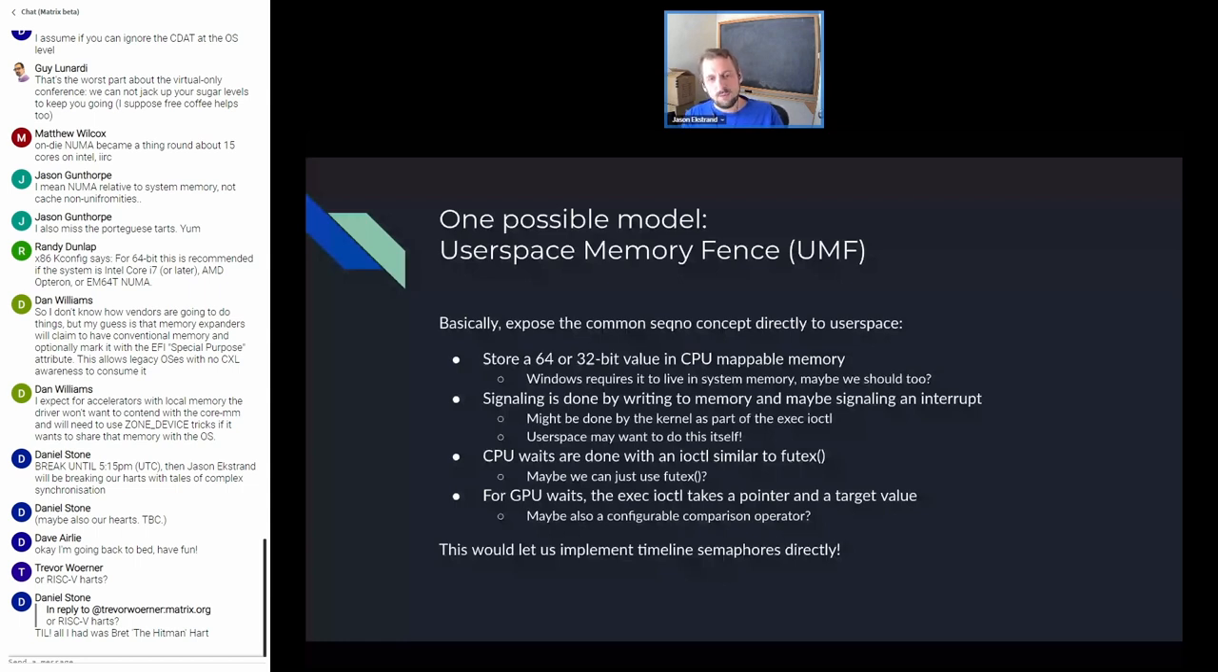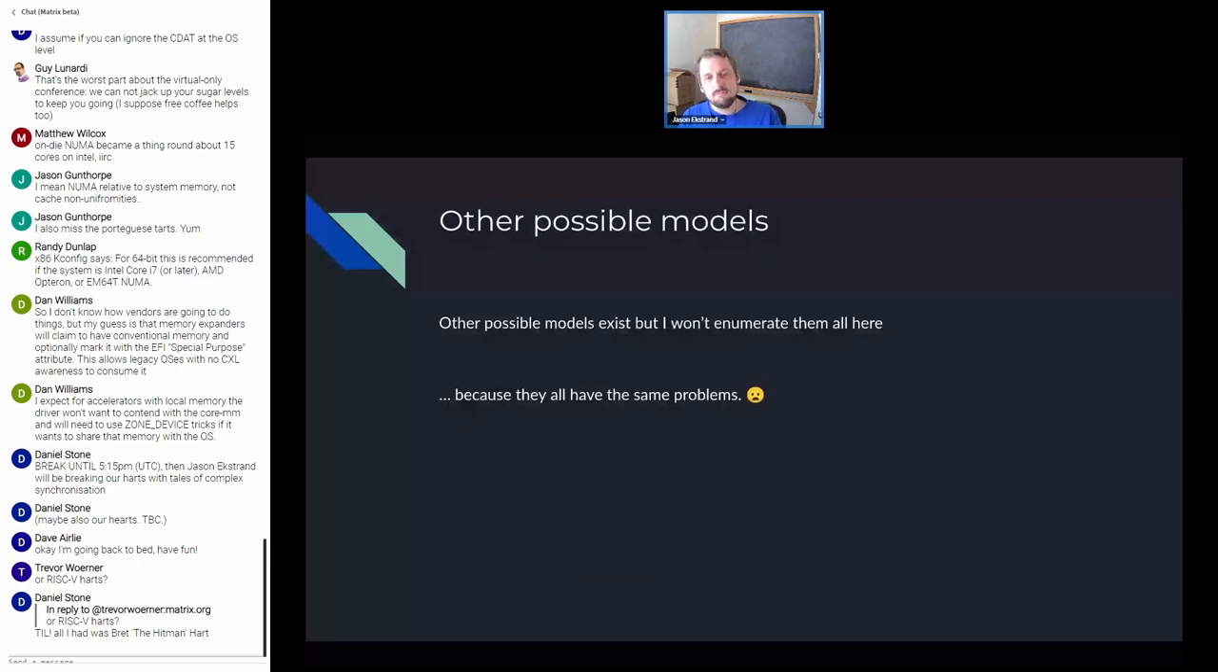This would basically give us timeline semaphores exactly the way that they're intended to work. This is basically what Microsoft does with monitored fence. But it has a lot of problems. And there's a lot of other different models that have been discussed. There are long, long mail threads with AMD and Intel and a bunch of other people talking about a number of different models for user space controlled synchronization primitives, but they all fall flat because they all have the same problems. So I don't want to go over all the models, but this is the model that I've been working with personally and where I would like to see things go.